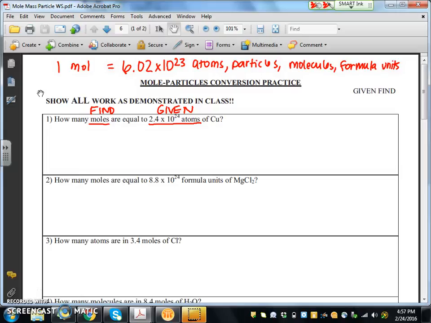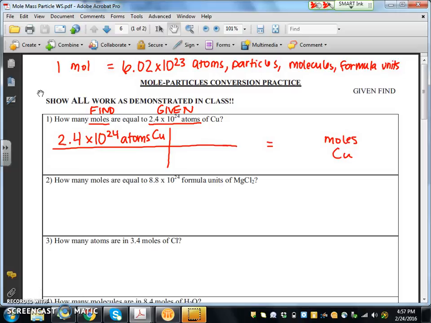So what I'm going to do is we're going to use T-charts, which is dimensional analysis, how we've been working them in class, to show our work. All right. In T-charts, we always start off with what is given to us. You always write what is given to you first in the problem. So we have 2.4 times 10 to the 24th atoms of copper. And we are looking for moles. So we know at the end our answer is going to be in moles of copper.